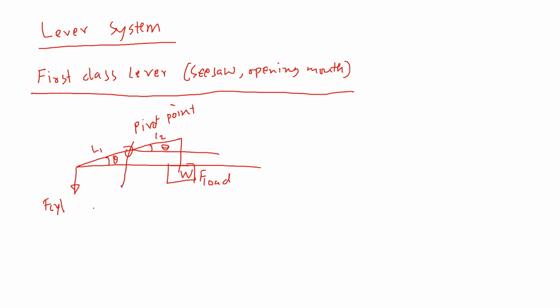So we can develop a formula for this lever system if we take moments with respect to the pivot point. So the summation of moments, anti-clockwise, all moments, is equal to 0. If we do that, then F cylinder with respect to this pivot point will do an anti-clockwise moment, which we usually use a positive sign for. So F cylinder, anti-clockwise moment, times the distance.